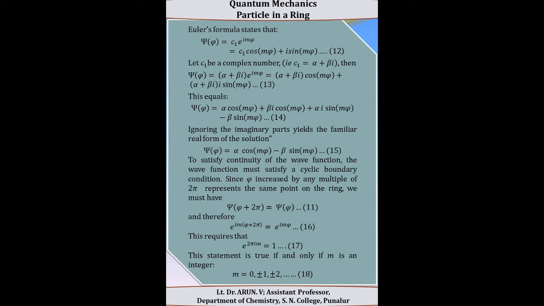This equal to psi phi, that is equal to alpha cos m phi plus beta i cos m phi plus alpha i sin m phi minus beta sin m phi. Ignoring the imaginary parts, that yields the familiar form of the real solution, that is psi phi equal to alpha cos m phi minus beta sin m phi.